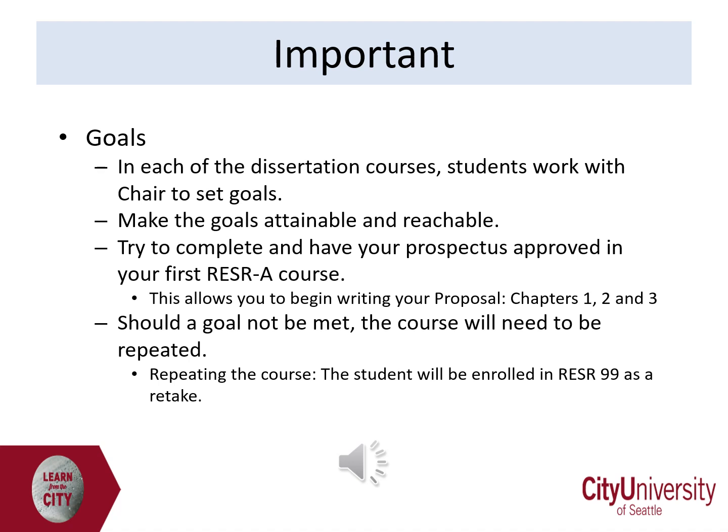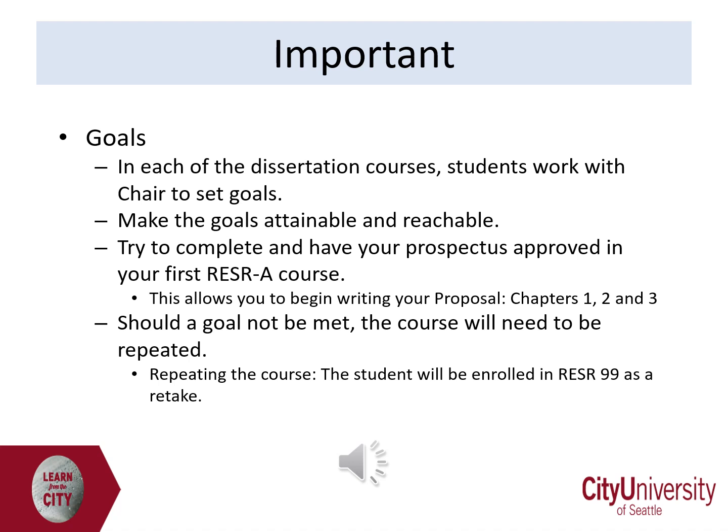Try to complete your prospectus in Research A, 694A. This allows you to begin writing the proposal, which is chapters 1, 2, and 3, and that's what this presentation is all about. So if your goal in a certain course in the sequence is not met, you will fail that course. And fail is not a real important concept. It just means you take it again.